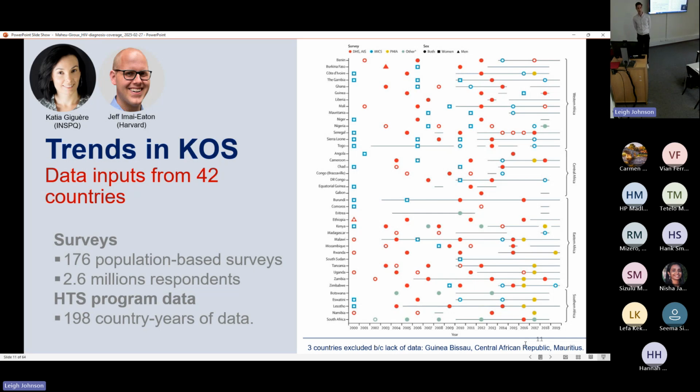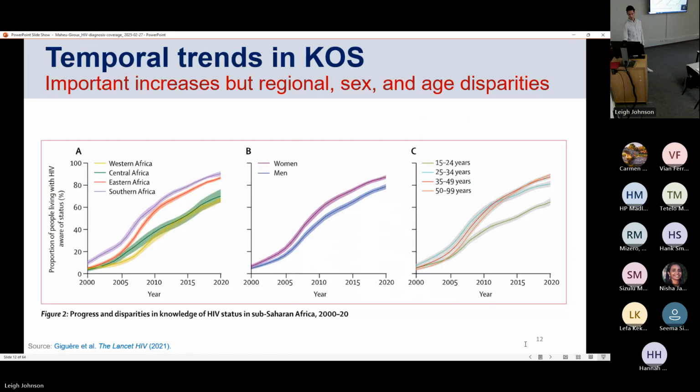We also had almost 200 years of data points for program data to help triangulate that information. So what we found is that there were important increases in testing coverage. So in 2020, it was close to 80% in Southern and Eastern, and it was lower in Western and Central. Western and Central have much lower prevalence than the other region. And it's not necessarily that their HIV testing services are not as performing. It's just that the HIV epidemics are more concentrated in key populations that might have bigger unmet testing needs.